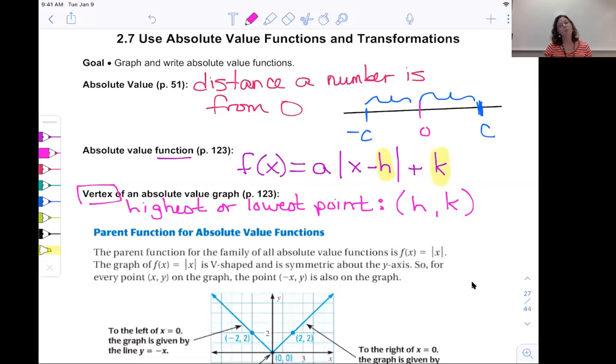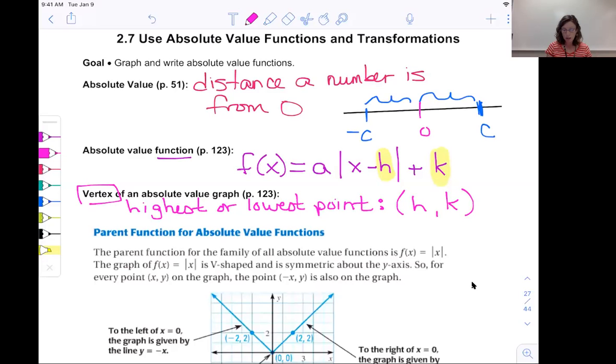The H and the K value are the vertex, or create the vertex of the absolute value graph. So those numbers that we were using to get the graph to move up or down, or to get the graph to move left or right, they actually give us the location of the vertex. So where does the vertex get graphed? Because we're going to graph that part first.